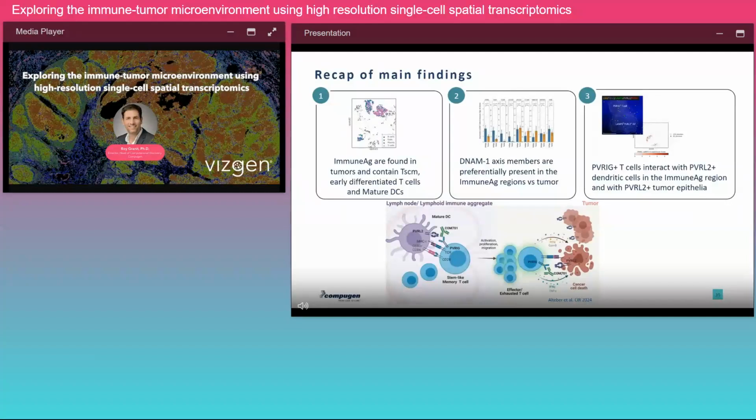more exhausted genes. And we found that PVRIG positive T cells interact with PVRL2 dendritic cells in the immune aggregate regions, while PVRL2 positive tumor epithelia is found more in exhausted regions, more in the tumor regions. So actually, it was very exciting to see that our initial hypothesis holds out in reality using this unique high-resolution method. And it was really encouraging and really amazing to see it.